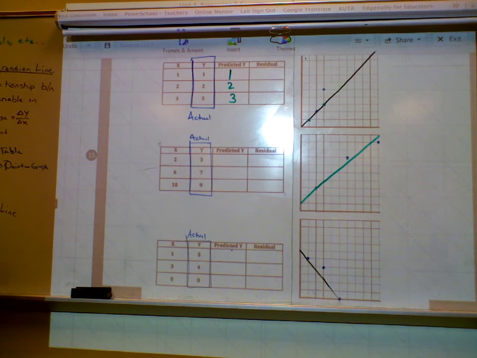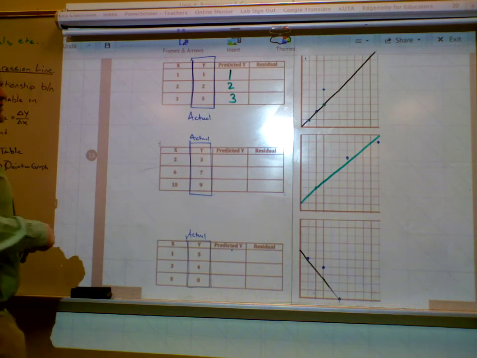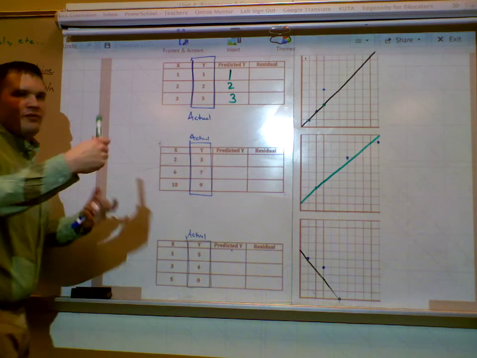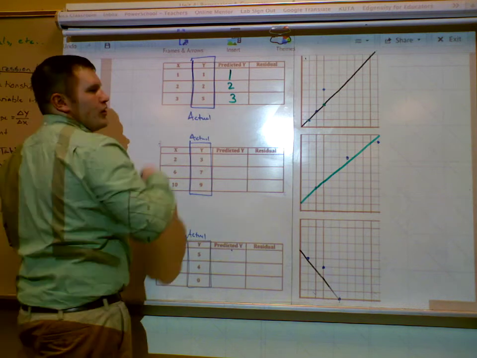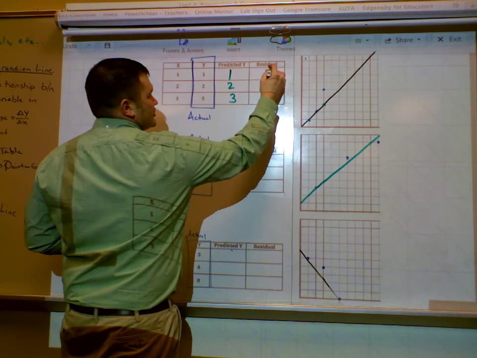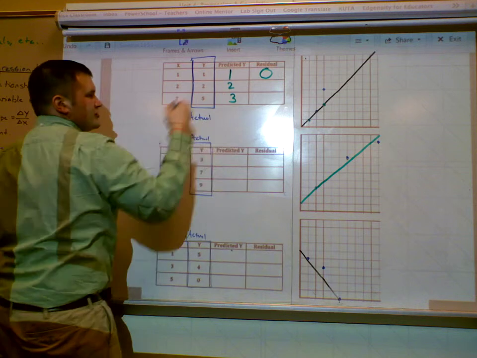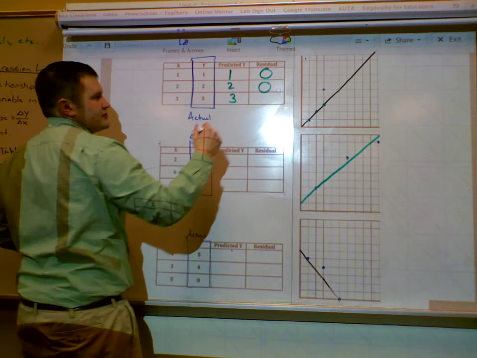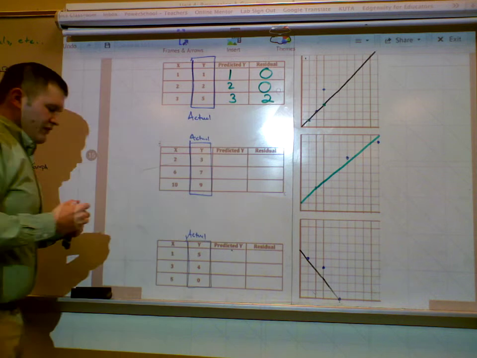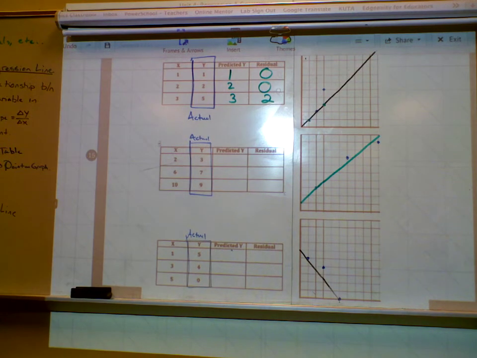Now to find residuals, do we do actual minus predicted or predicted minus actual? Good. Actual minus predicted. Alphabetical order. A minus P. Alphabetical order, right? So I can remember it. Actual minus predicted. So 1 minus 1 is 0. 2 minus 2 is 0. 5 minus 3 is 2. So we found some residuals. Does that make sense?